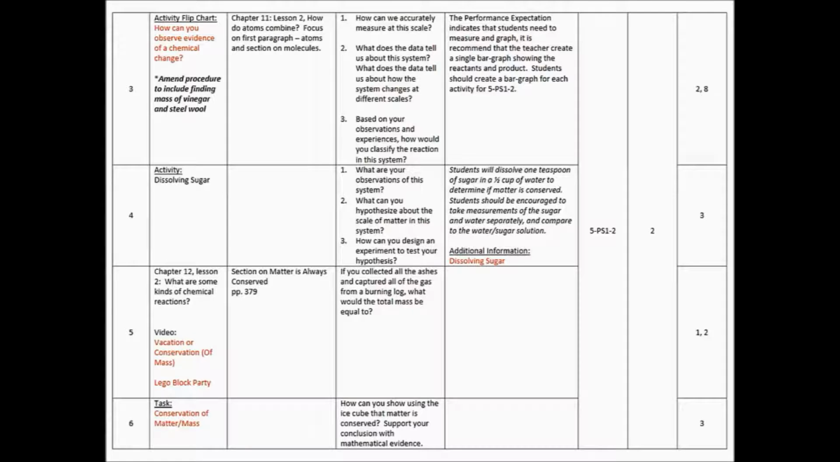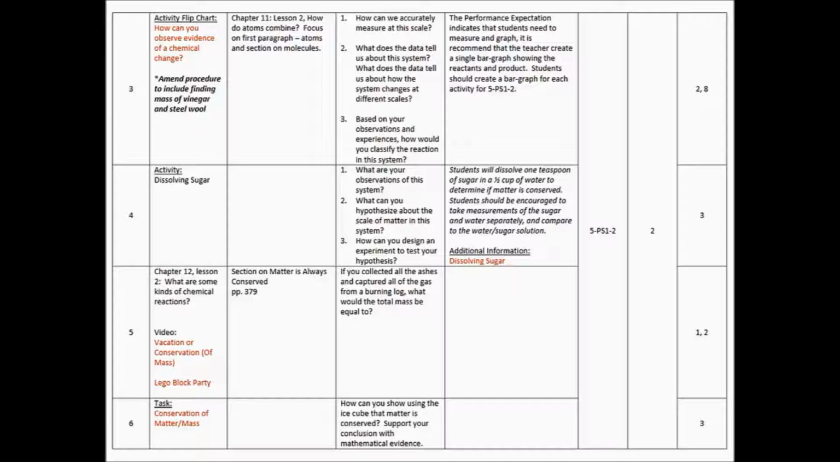In Lessons 3 through 6, the focus is on the idea that the amount of matter is conserved when it changes form, even when it seems to vanish, as observed in Lesson 4 when the sugar is dissolved in water. This reinforces the idea that matter is made of particles too small to be seen.